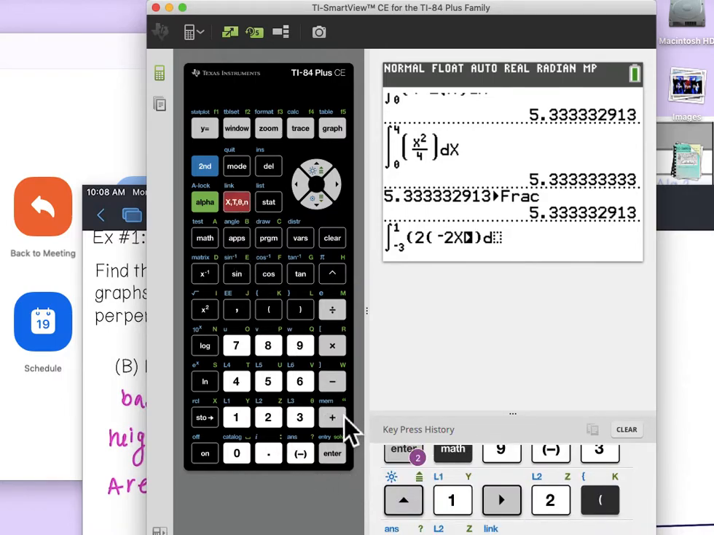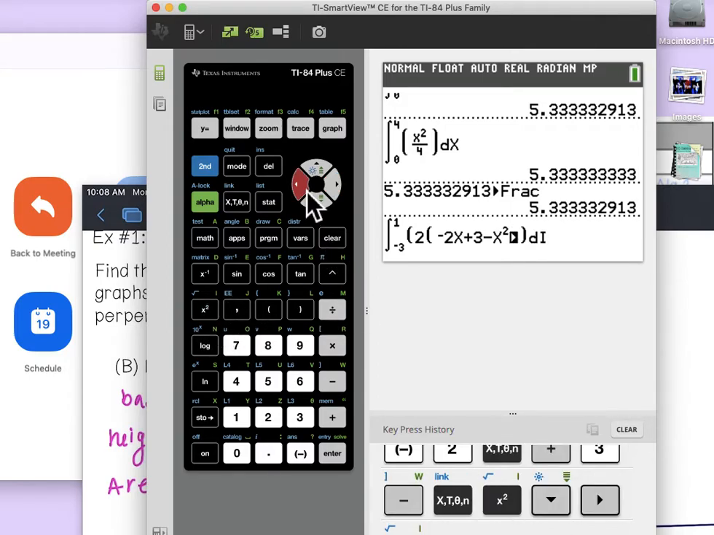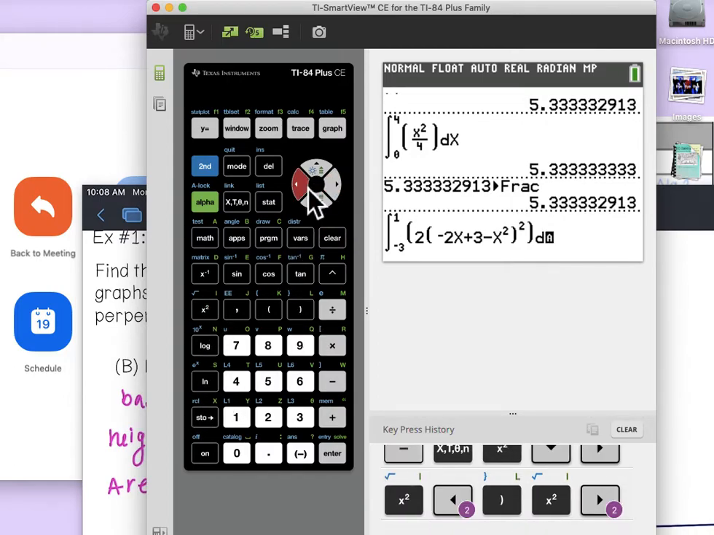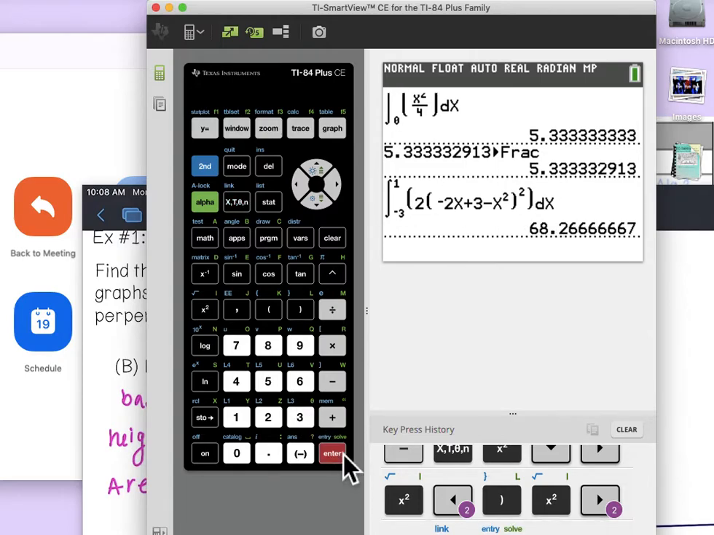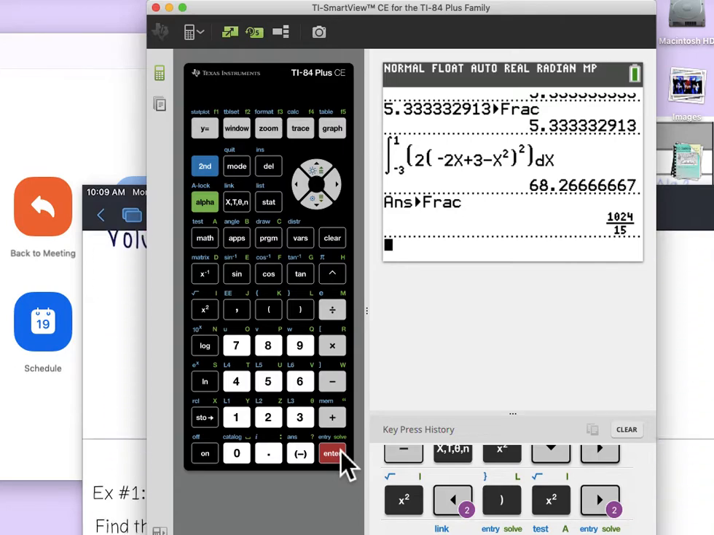Negative 2x plus 3 minus x squared. Go outside of our parentheses and square that. There's my square. No! There we go. And not di, we're going to do dx. That wouldn't make sense. Okay. So we get that gnarly thing. If you wanted to make it a fraction, write math, enter, enter. We could say that this is 1024 over 15, which is approximately 68.267. We'll ignore the no calculator thing, whatever. We ain't got time for that.